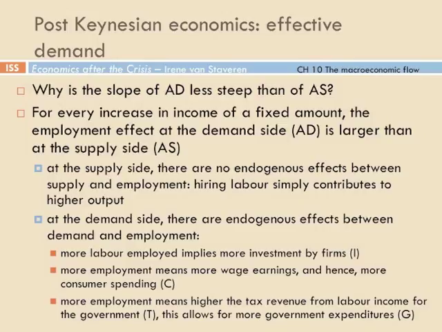More employment means more wage earnings, so there's more income. And more income means that consumers can spend more money, they can buy more goods, which again is a stimulus to aggregate demand. Plus, more income means more tax payment for the government, so the government also has more money, which in turn can be spent through government expenditures.